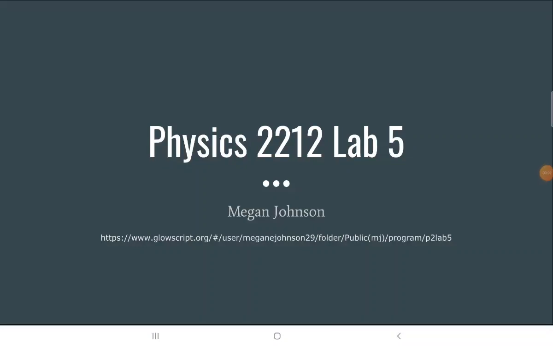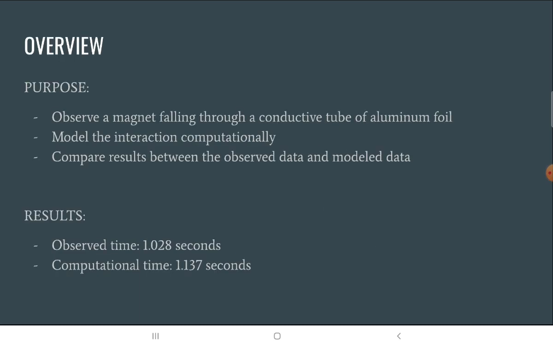Okay, this is lab 5 of Physics 2212, and in this lab we are going to be observing a magnet falling through a conductive tube of aluminum foil. We're going to observe the results of this in an experiment form, and then we'll also model the interaction computationally and compare the results. So my observed time for the magnet falling through the tube was 1.028 seconds, and my computational time via my GlowScript code was 1.137 seconds.